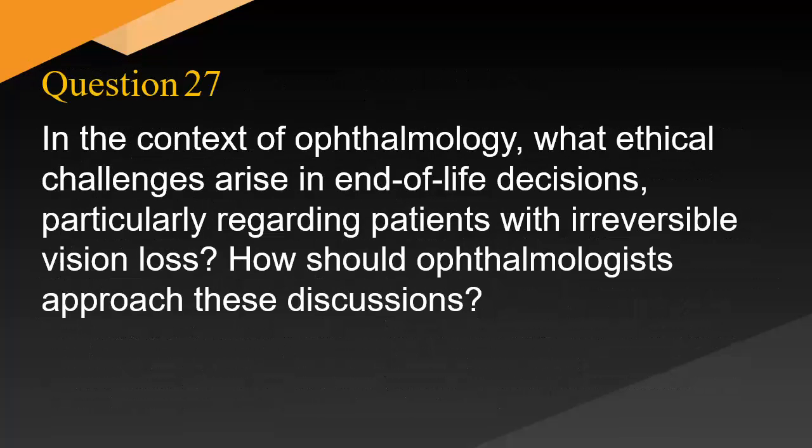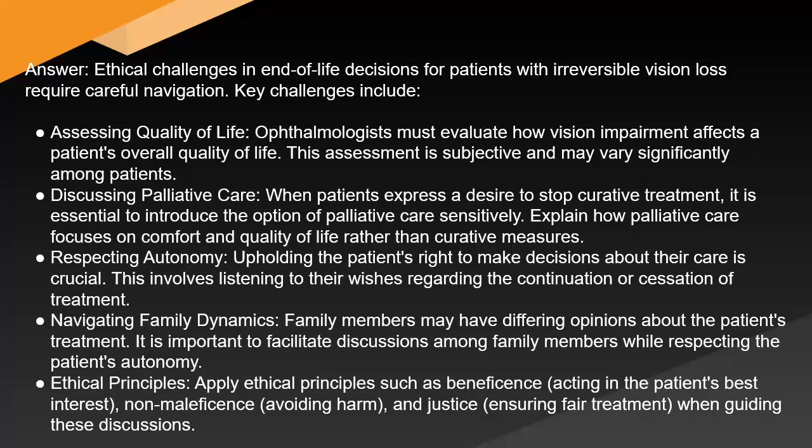In the context of ophthalmology, what ethical challenges arise in end-of-life decisions, particularly regarding patients with irreversible vision loss? How should ophthalmologists approach these discussions? Answer. Ethical challenges in end-of-life decisions for patients with irreversible vision loss require careful navigation. Key challenges include assessing quality of life. Ophthalmologists must evaluate how vision impairment affects the patient's overall quality of life. This assessment is subjective and may vary significantly among patients.